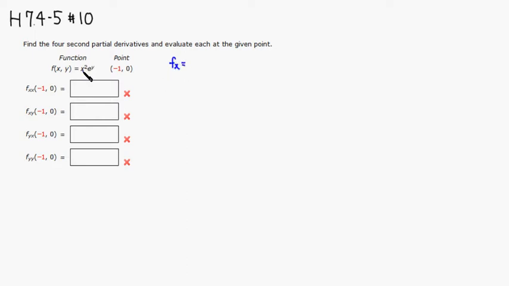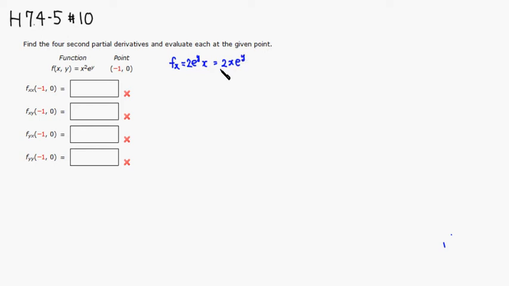If you look at it, e to the y is just going to be a constant. So I'll just write it down here, e to the y. Then we just have to take the derivative of x squared, which would be 2x. So I'll write it as 2x e to the y.